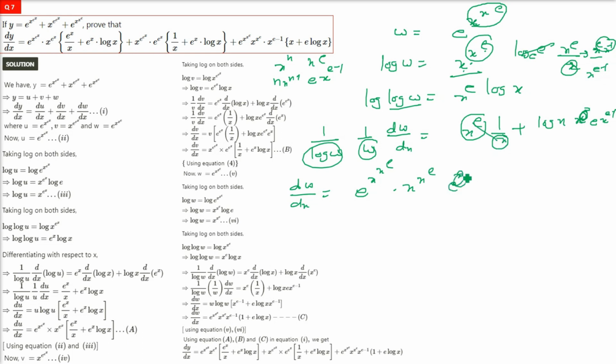So e to the power x to the power e minus 1 we can take common from here. We already have x to the power e minus 1 inside also. We can take common also. So what will remain? 1 plus e log x will remain inside. And now you see, this is the third term and you can match it here also. First term, second term, third term we have found out, and we just have to add them, and that will come out as the right hand side. Okay.